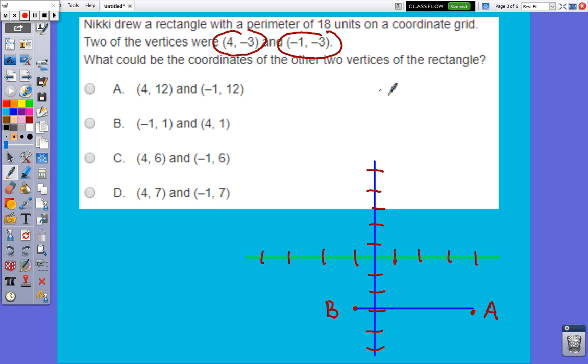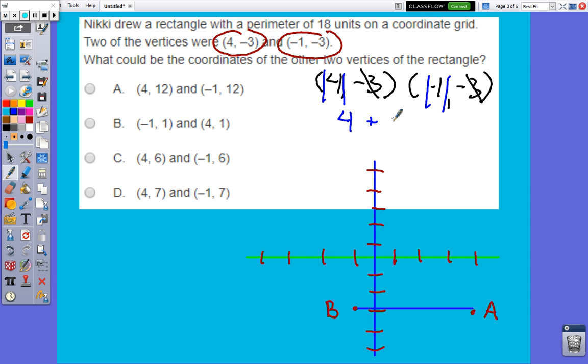Now, if I want to figure out the distance between these two points, (4, -3) and (-1, -3), the ones I don't need are the negatives. So I don't need the y-coordinates. I need the x's. The first thing I notice is both of those are in different quadrants. So I need to find the absolute value of the x-coordinates because those other ones are the same. I can find distance between different numbers, but I can't find distance between numbers that are the same. The absolute value of 4 is 4, plus the absolute value of -1 is 1. 4 plus 1 gives me 5. So this is a length of 5.